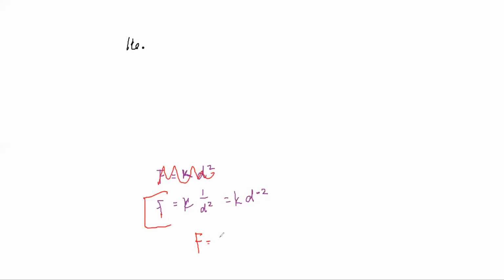So it's going to be F is equal to K over something. And I always write it out like this. You can write it like that if you want to, but I write it like this so that I can clearly see that it's inversely proportional and dividing.